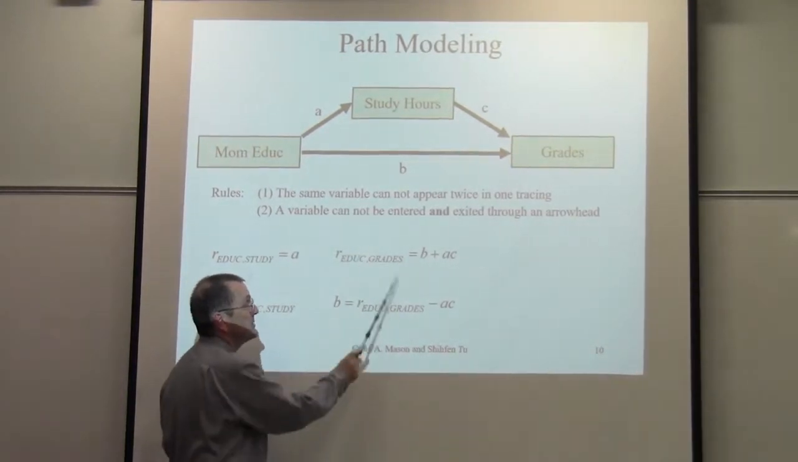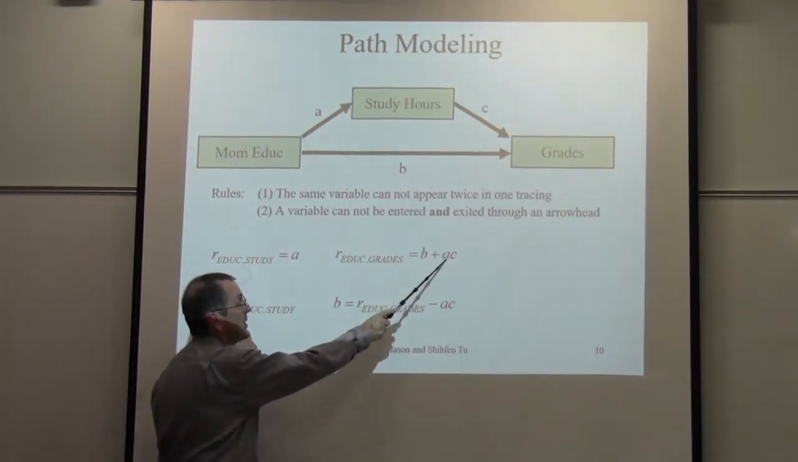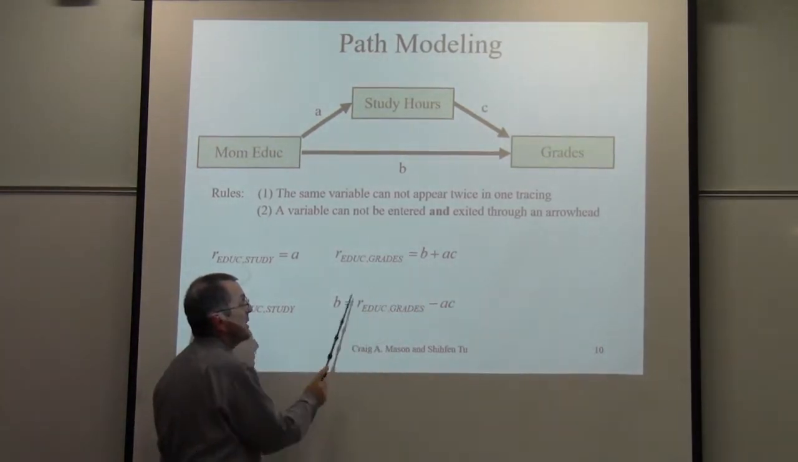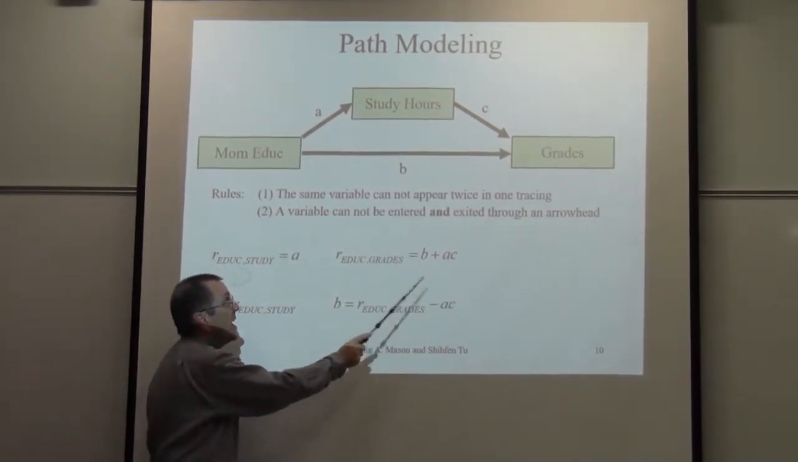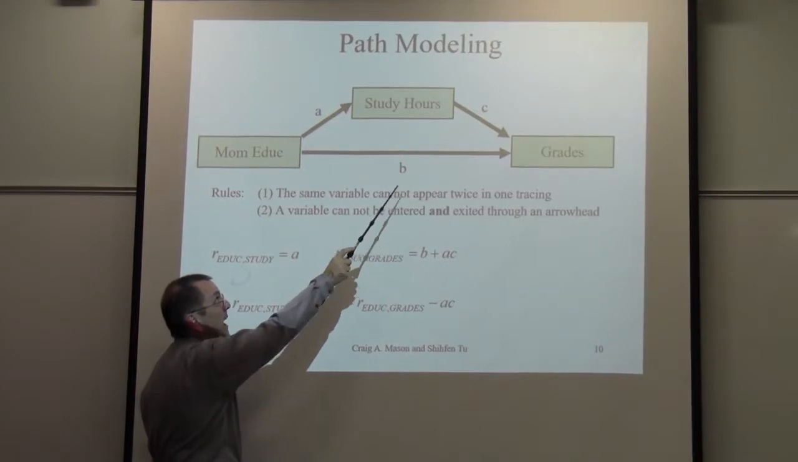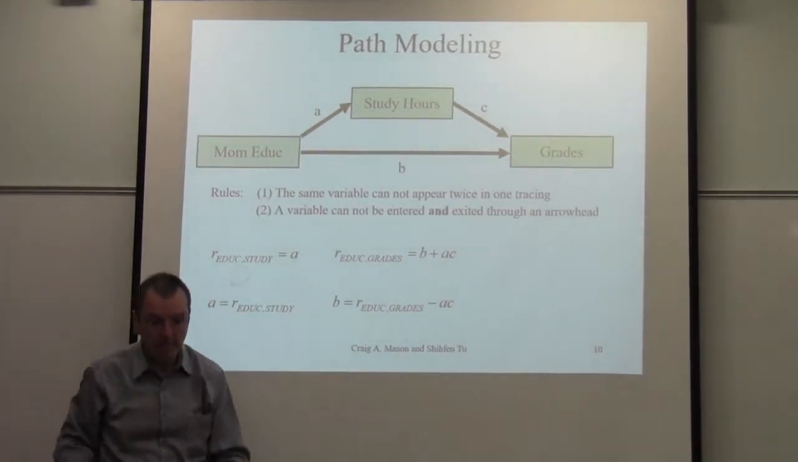We can do a little solving and come up with B, subtract A times C, and we get B is equal to the correlation between education and grades minus the value, whatever value of A is and whatever value of C is, multiplied.